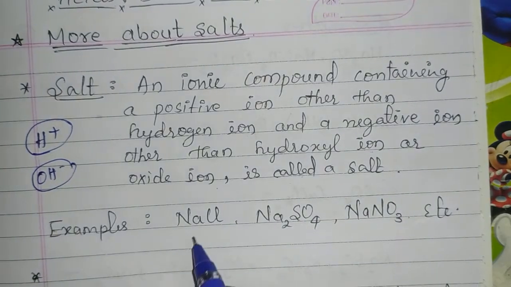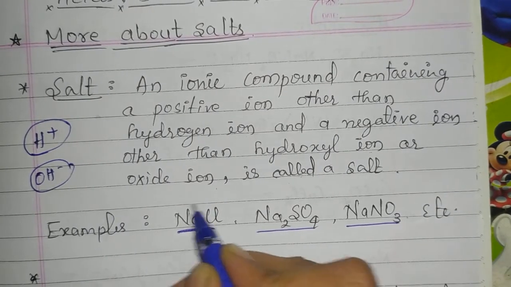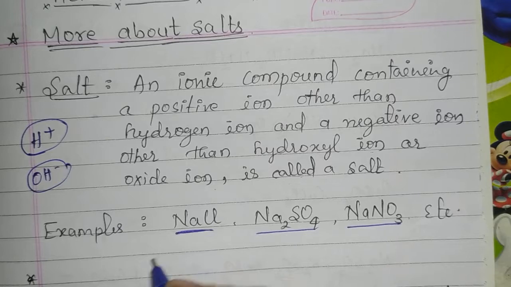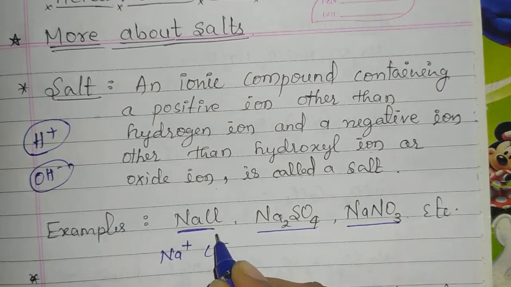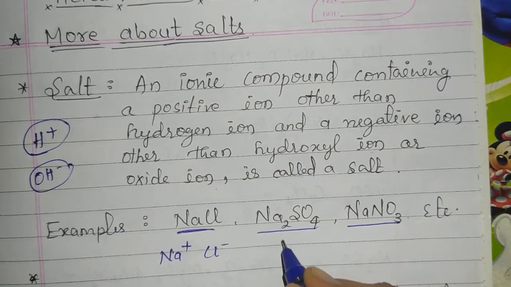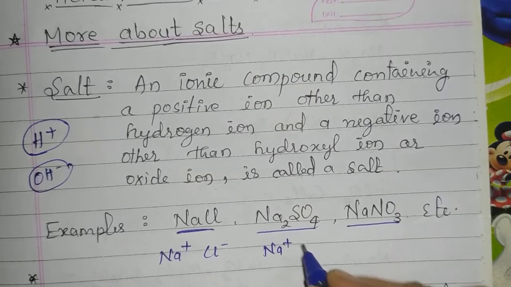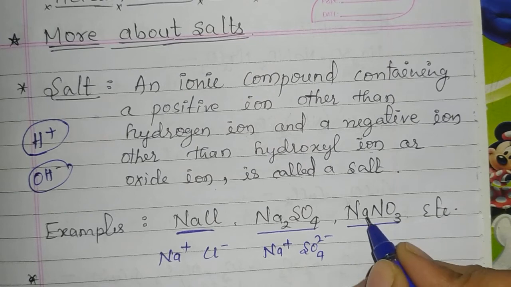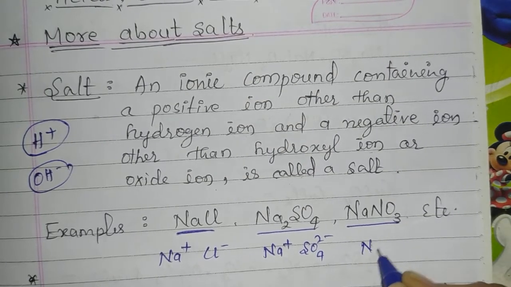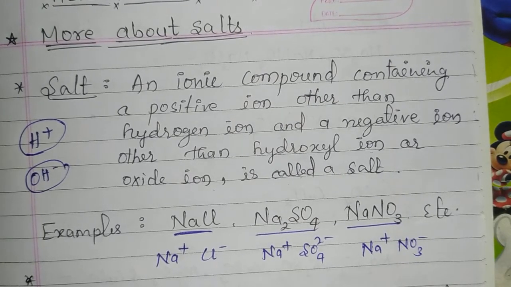Examples of salts are sodium chloride, sodium sulfate, and sodium nitrate. See here, it is a salt. In this sodium chloride salt, sodium is the positive ion and chloride is the negative ion. In sodium sulfate, sodium is the positively charged ion and sulfate is the negatively charged ion. In sodium nitrate, again sodium is the positively charged ion and nitrate is the negatively charged ion.